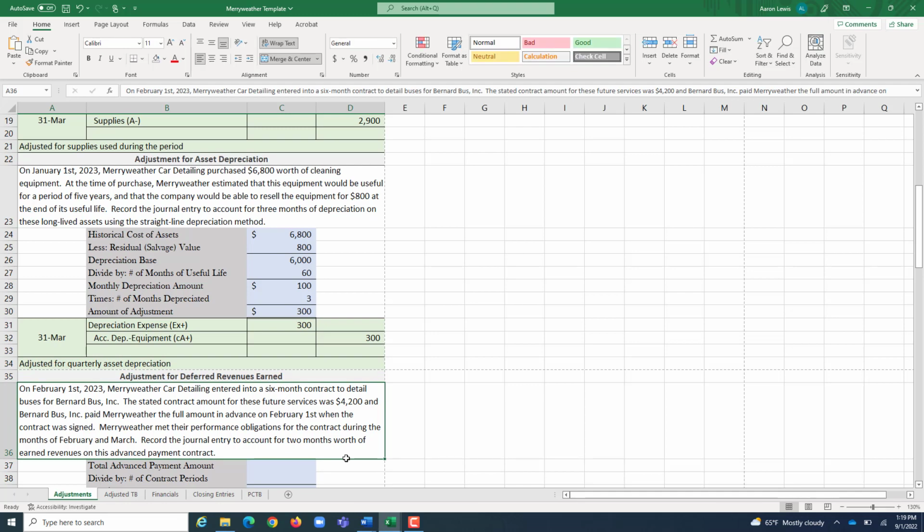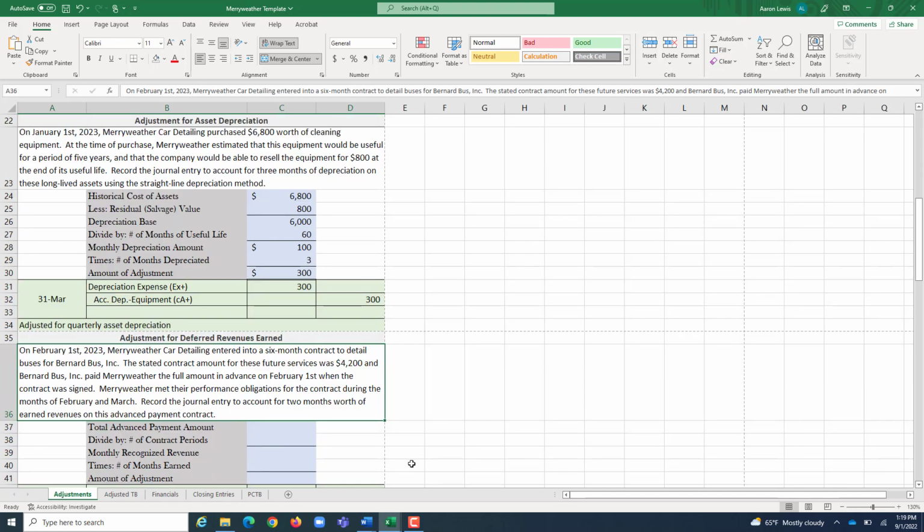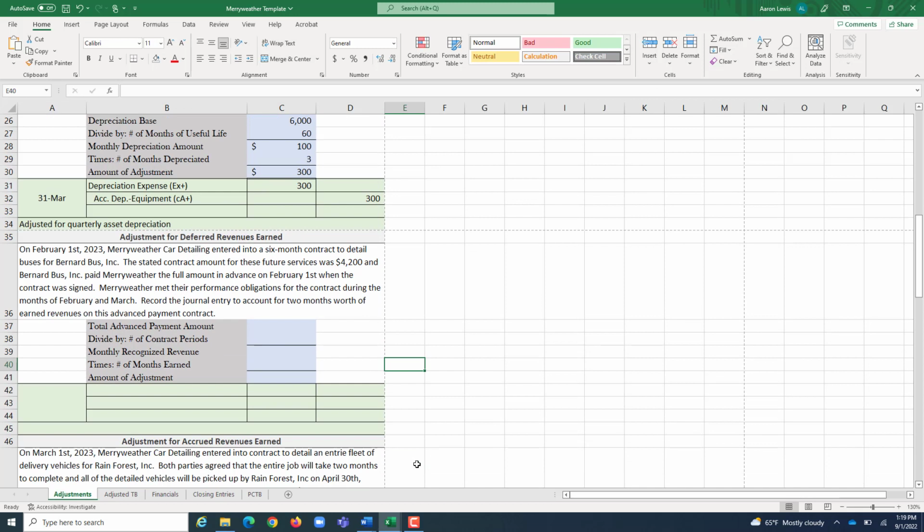A lot of businesses, especially service businesses, will do business on contracts. There are usually terms within that contract of when those services are to be provided and when payment is going to be transferred. In this first example, we're going to have some deferred revenues, which means we're getting paid in advance, but we're going to defer recognizing that revenue on our books until we actually perform the services. On February 1st of 2023, Merriweather Car Detailing is going to enter into a 6-month contract to detail buses for Bernard Bus Incorporated.